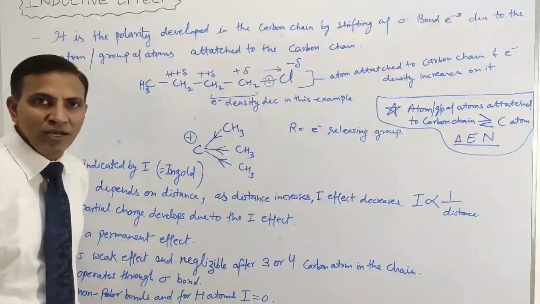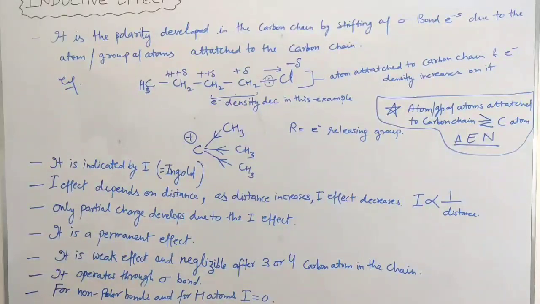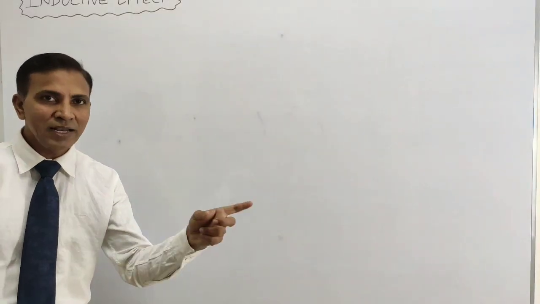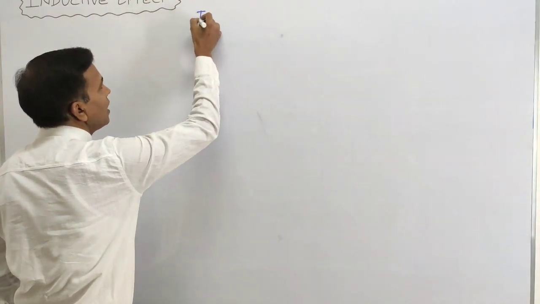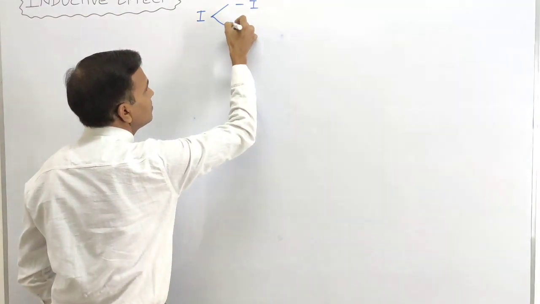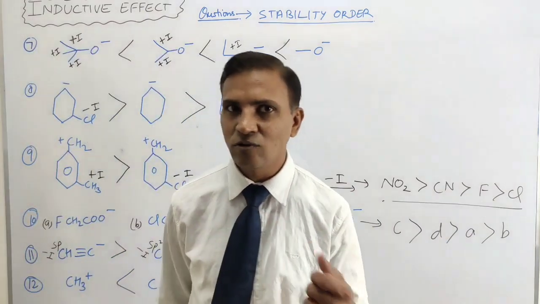So next, move to the types of the inductive effect. Inductive effect is of two types, minus I and plus I. So the I effect is of two types, minus I and plus I, right?